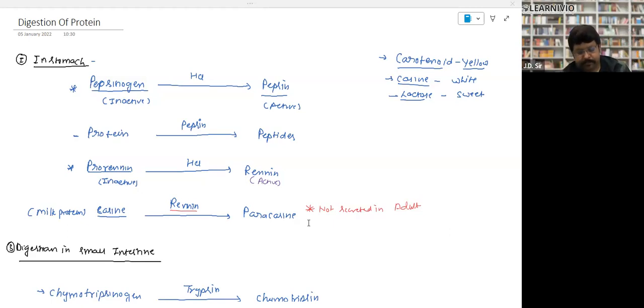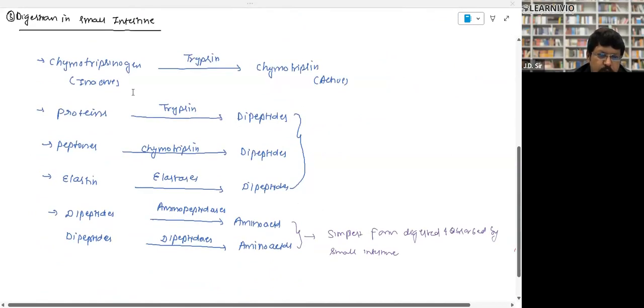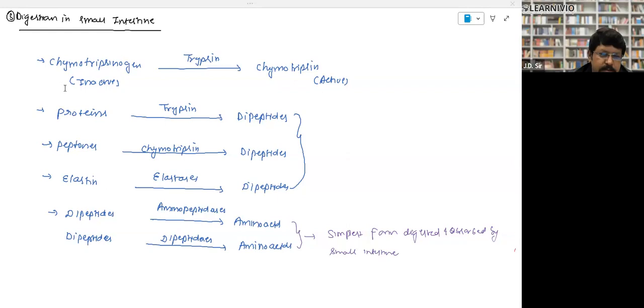Okay. Now, note down that they are not secreted in adults, rennin. Fine. Now, digestion in the small intestine. Look, chymotrypsinogen is an inactive enzyme. Trypsin converts chymotrypsinogen into chymotrypsin, an active enzyme.